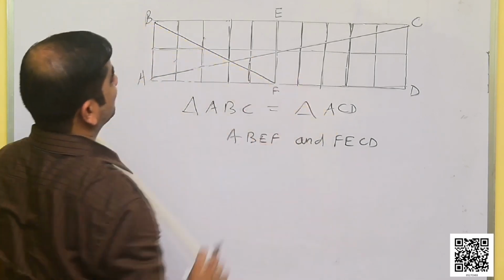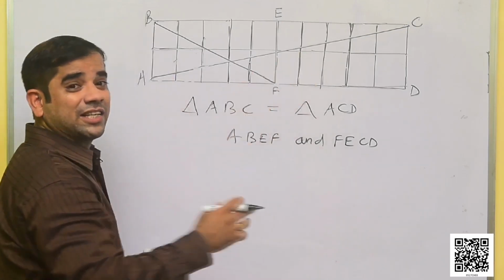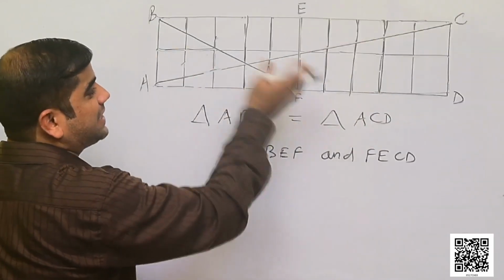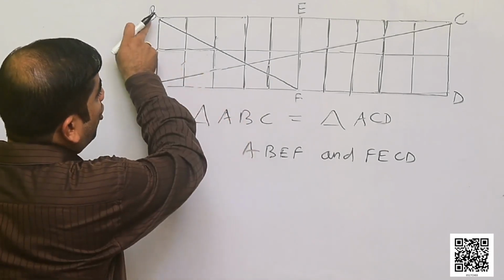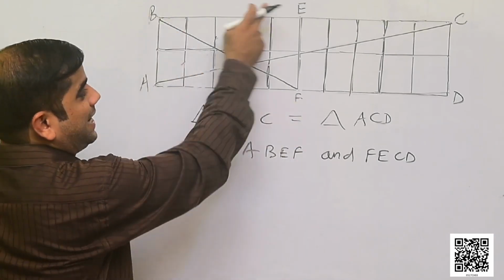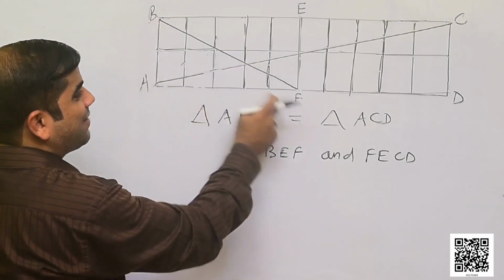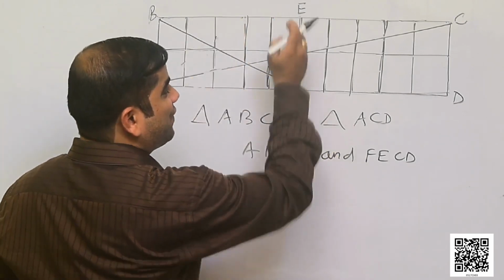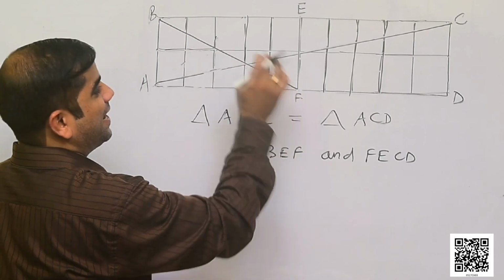as we have done previously, ABCD was the rectangle, and I joined the line AC to divide the rectangle into two equal parts. In the same way, I have joined the opposite corners B and F, so that rectangle ABEF is now divided into two equal triangles ABF and BFE. So we have a rectangle FECD and two equal triangles ABF and BFE.